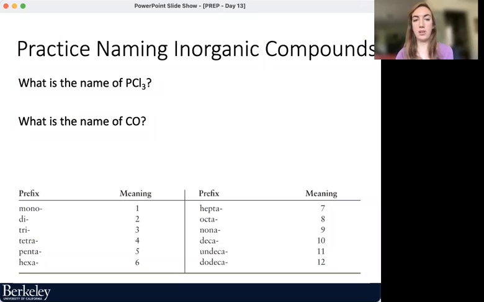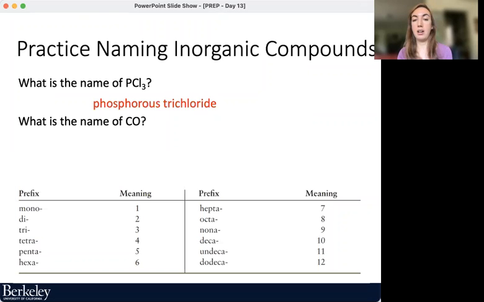Okay, so all we're doing is going from left to right on the periodic table and putting in our prefixes. So this is phosphorus with 3 chlorines. I'm going to call it phosphorus trichloride. Again, I could have called it monophosphorus trichloride, but typically we leave off the mono if the first one only has one. Phosphorus is to the left of chlorine on the periodic table.